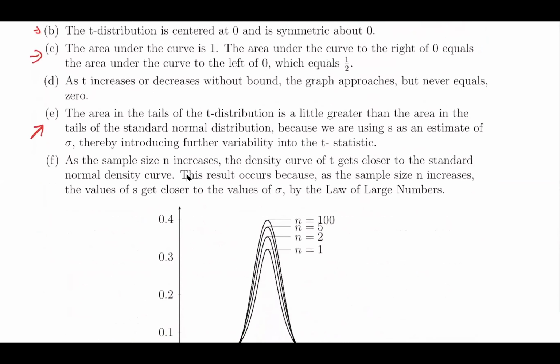All right. And for the last one, it just said as the sample size n increases, the density curve of t gets closer to the standard normal density curve. The result occurs because as the sample size n increases, the value of S gets closer to the value of sigma by the law of large numbers. If you remember the law of large numbers, it says the bigger your sample size gets, the closer it should get to the mean, and also closer to the population standard deviation. So if we have a sample size of like 1 million, our sample standard deviation and our population standard deviation should be pretty close to each other, though not equal.